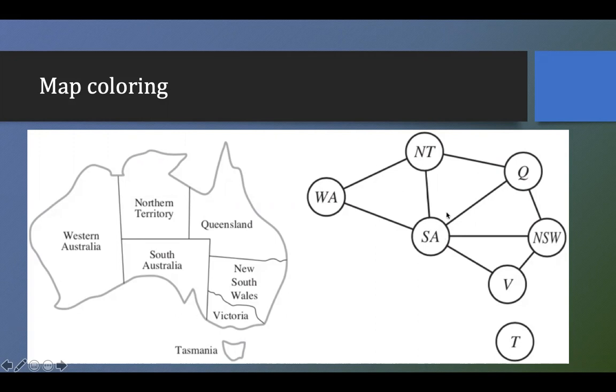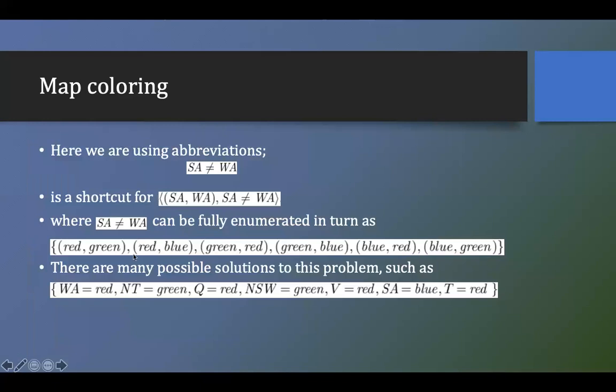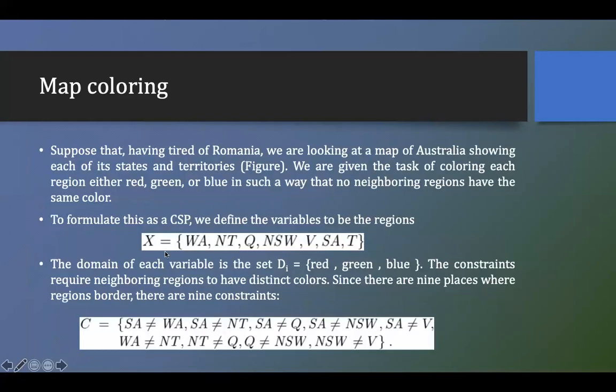Now the graph shows which are the neighbors of which particular city. Okay, now let's try to understand this. What are the variables we have? We have the variables x: WA, which is one city, NT, which is another city, Queensland, New South Wales, Victoria, South Australia, and Tasmania. So these are the variable names.